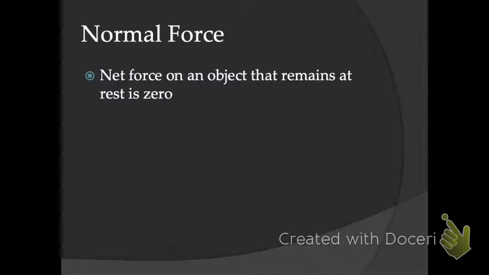Okay, so I want you to think about this. If I'm sliding my calculator along the table, it's moving, right? But is it moving in the vertical direction or the horizontal direction? It's moving only in the horizontal direction, which means my net force in the vertical direction is what? 0, right? As I'm sliding it across the table, it's only moving horizontally, which means my vertical net force would be 0. And when I'm focusing on the normal force, that means I'm looking at vertical forces.